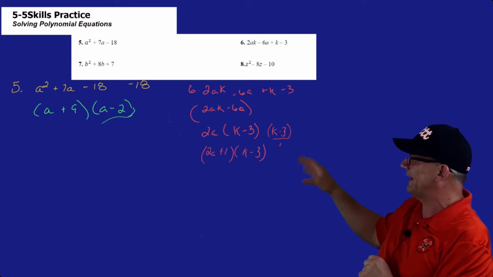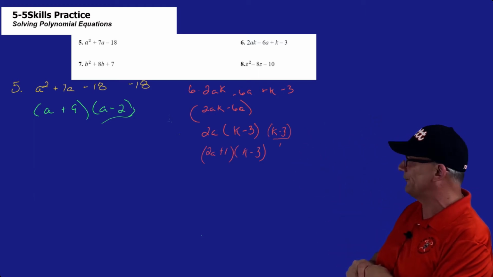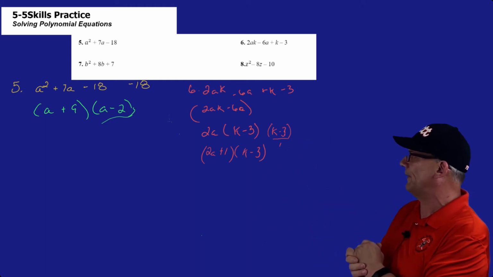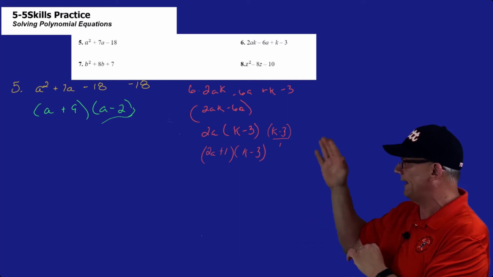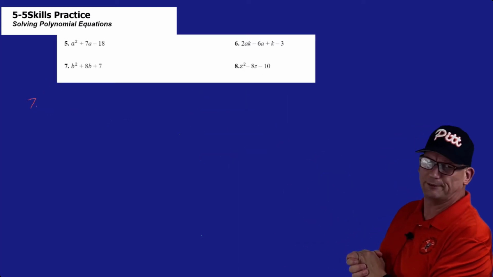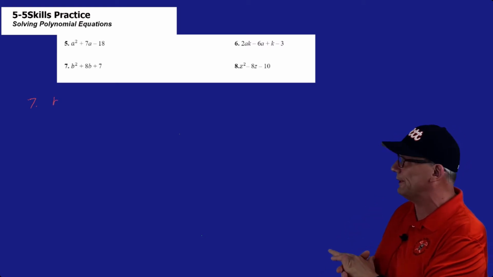Now, since we have the same term left there, k minus 3, well then we already have our factors. We divided k minus 3 by 1, and we have 2a plus 1 times k minus 3, and that will give you 2ak minus 6a plus k minus 3. So that's factoring by grouping.